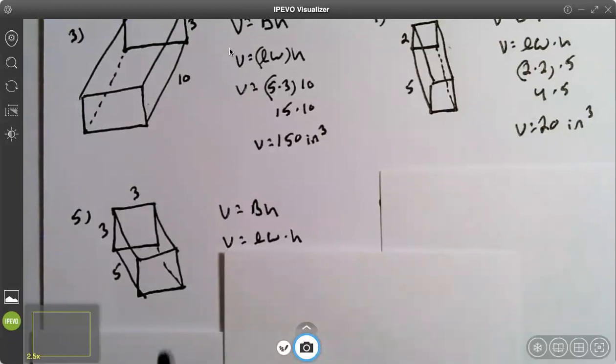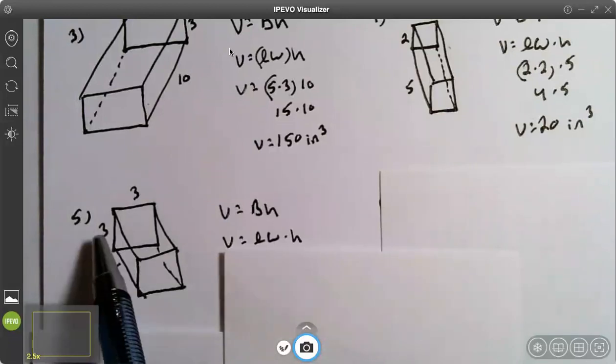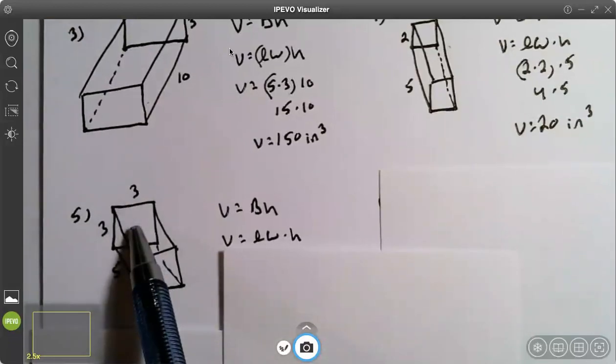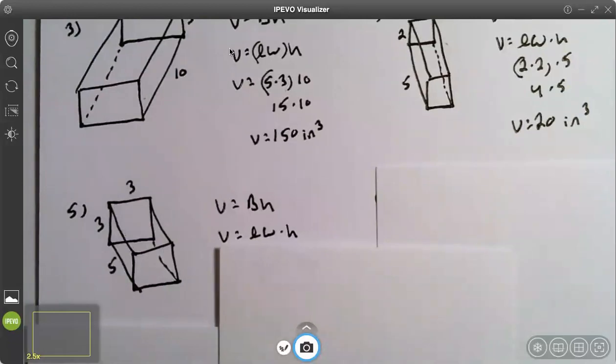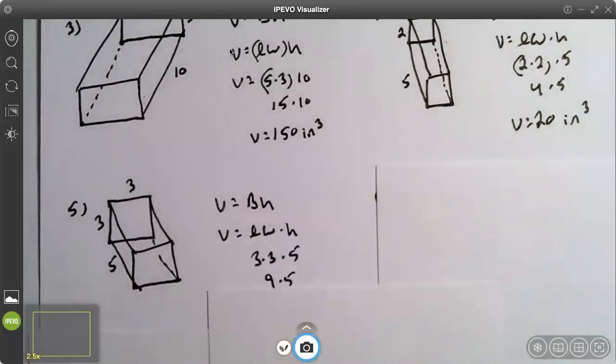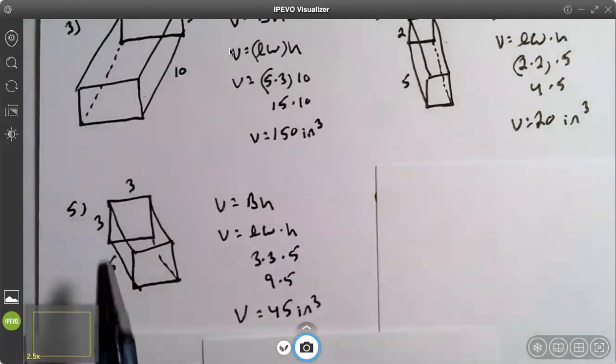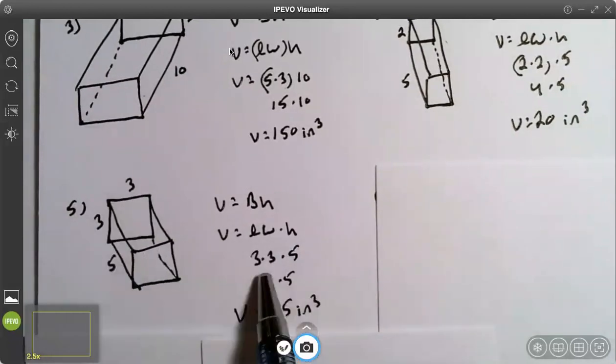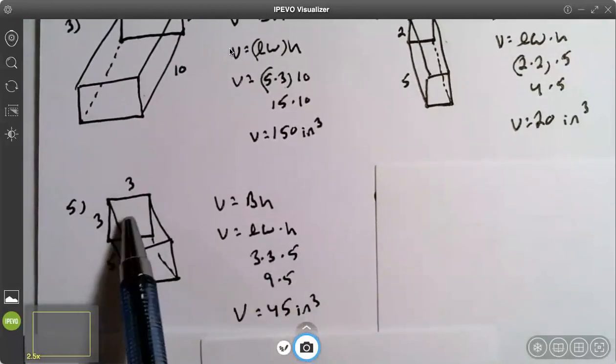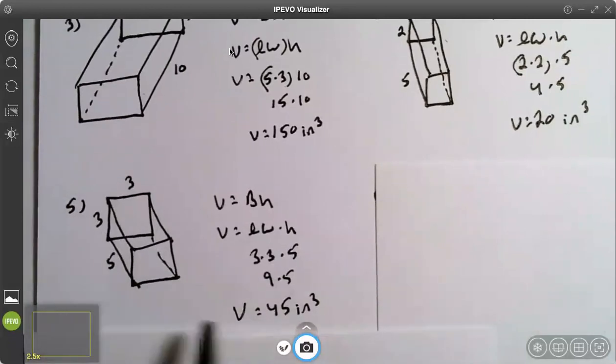Try number 5. Find the volume of this rectangular prism. I can do it in my head. 3 times 3 gives me an area of 9. 9 times 5 gives me a volume of 45. Here you see where I plug it in. 3 is my length and width of my base, which gives me an area of the base of 9. And then times the third dimension, the height of the prism, you get 45 cubic inches.